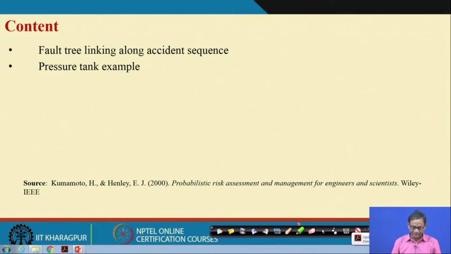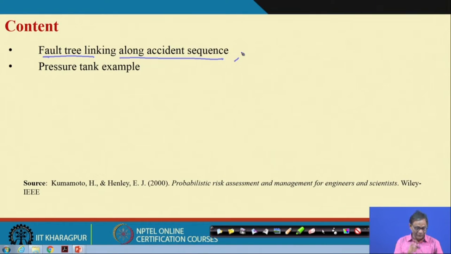Now, depending on the system configurations, there will be different layers of protection. Each of the layers can fail. If you want to know how these layers fail, ultimately you require to develop a fault tree. That is why we are saying fault tree linking with accident sequence. Accident sequence will be developed using event tree, and at each node of the event tree, the success and failure of the protection measures, which are basically known as pivotal events, will be understood using fault tree. So, that is the first part.